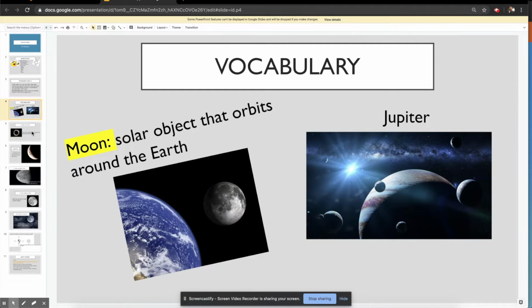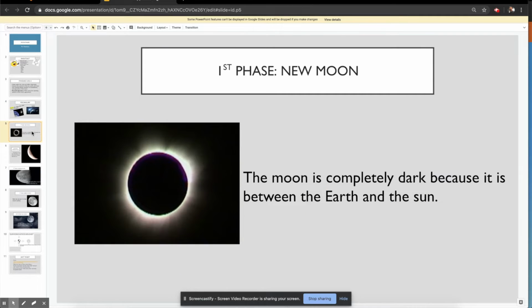All right, let's take a look at really the first phase of the moon, if you will. First phase is called the new moon. New moon. So to help you remember that, if you're starting out something, it's always new to you. If you're first starting something out, it's always new. So the moon is completely dark because it is between the Earth and the sun. So again, the new moon is really the first phase of these moon cycles, and the moon is completely dark because it is between the Earth and the sun.